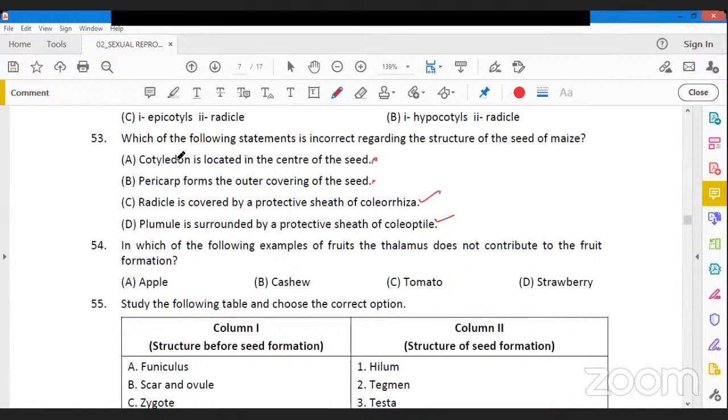So, cotyledon is located in the center of the seed is wrong. Pericarp forms the outer covering of the seed is true. Epicarp, endocarp, mesocarp make up the pericarp. Correct. Okay. Are you understanding, students? So this is very important.